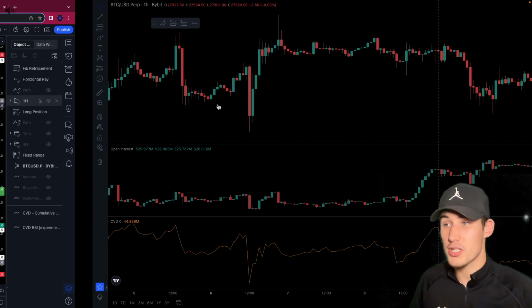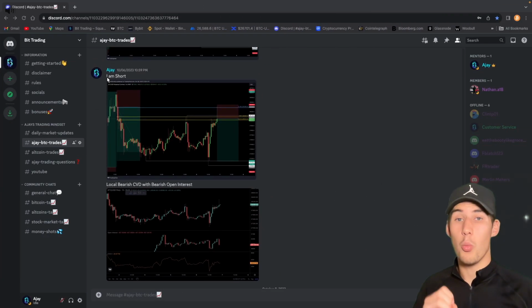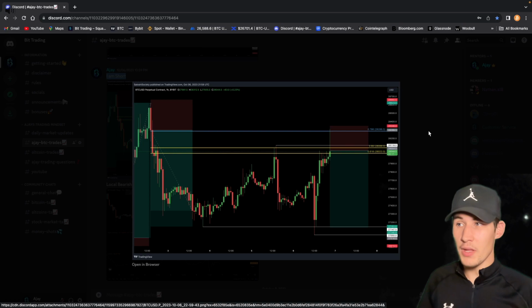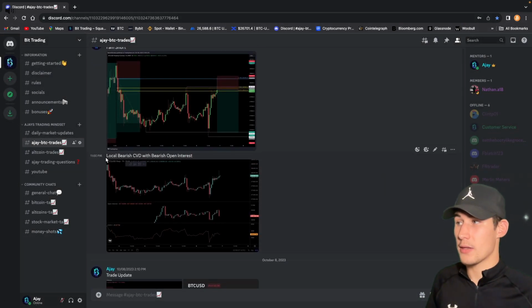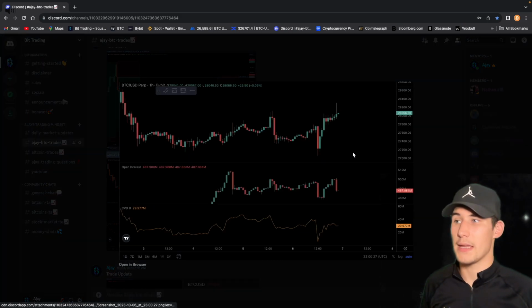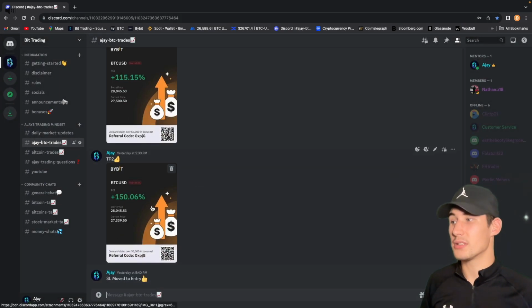And of course, I told my team over on the Visionary Discord very clearly what I was doing and why I was doing it. So I said I am short with the setup right here. That short setup, and I was saying, local bearish CVD with bearish open interest. And you can see this on this chart right here. And like I said, this has yielded us over 160% in a profit.